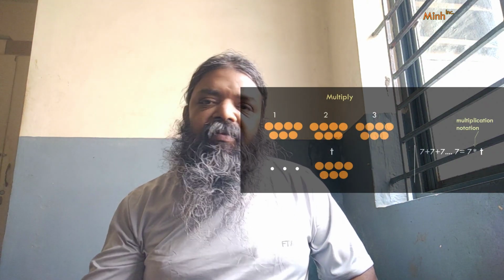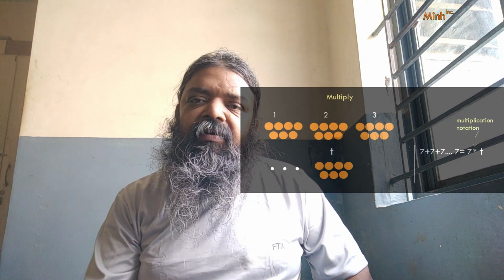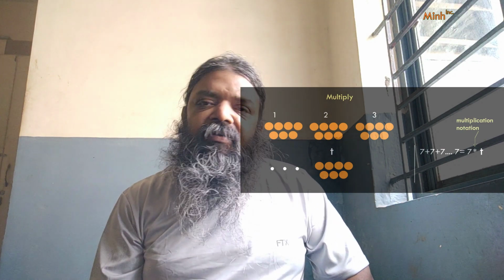So first is addition, 7 plus 7 plus 7, 10 times. Bigger addition comes to multiplication. So rather than 7 plus 7 plus 7, 10 times, 7 into 10. After T days, 7 into T. So the beginning of mathematics is addition. Bigger addition is multiplication. One form of addition is multiplication. Another form of addition is calculating the area.